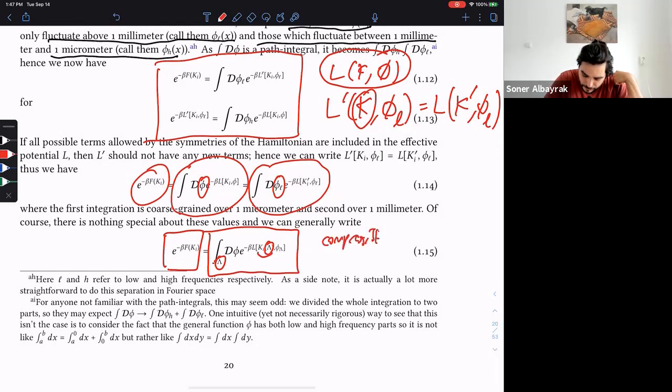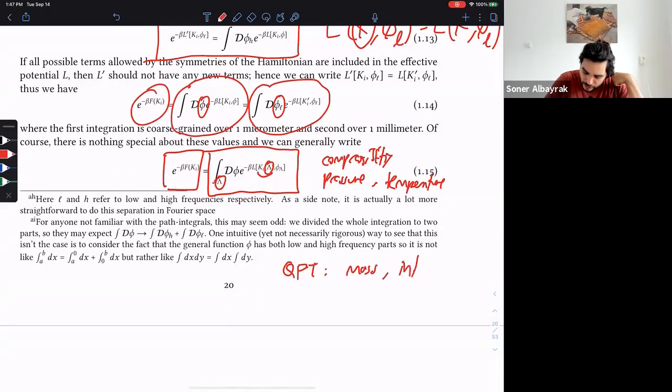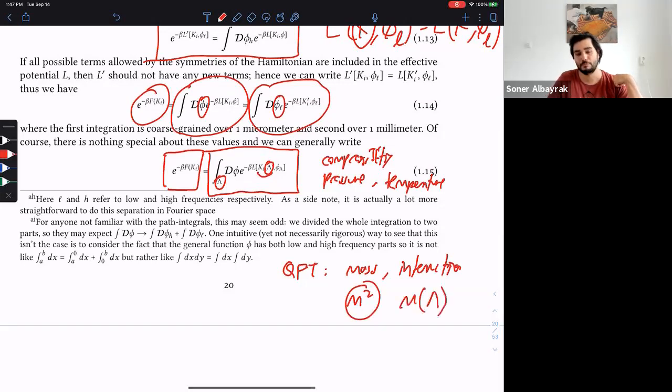These coefficients are phenomenological coefficients, like compressibility, pressure, and temperature. These are coefficients like this in statistical mechanics. And in QFT, these are like mass, interaction, etc. For example, m squared, the mass squared, would be like K. So we see that mass is a function of lambda. So the mass of a particle depends on how you coarse-grain. And actually this is true in QFT.